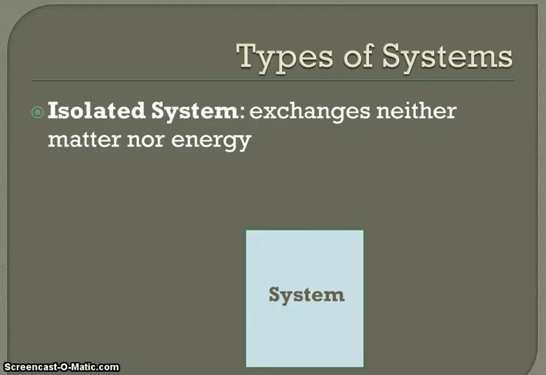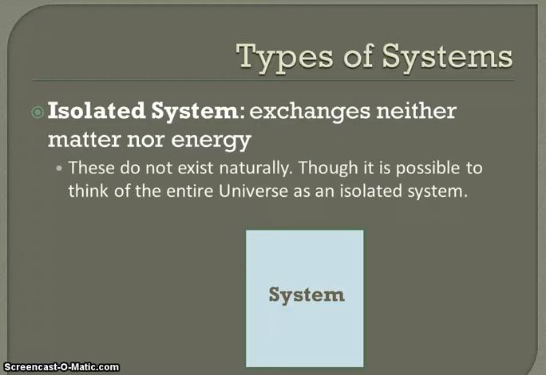The third type of system is an isolated system, so it exchanges neither matter nor energy, so you have no inputs or no outputs. Isolated systems do not exist. The only example we could come up with would be to think of the universe itself as an isolated system.